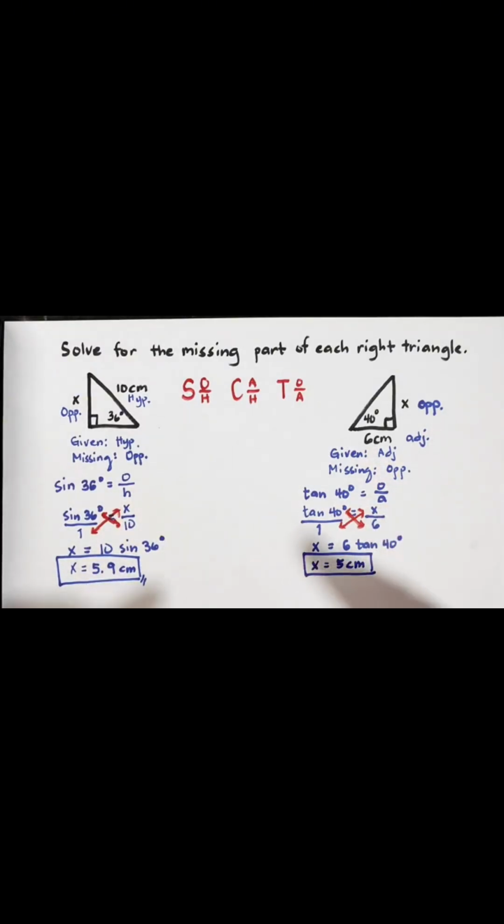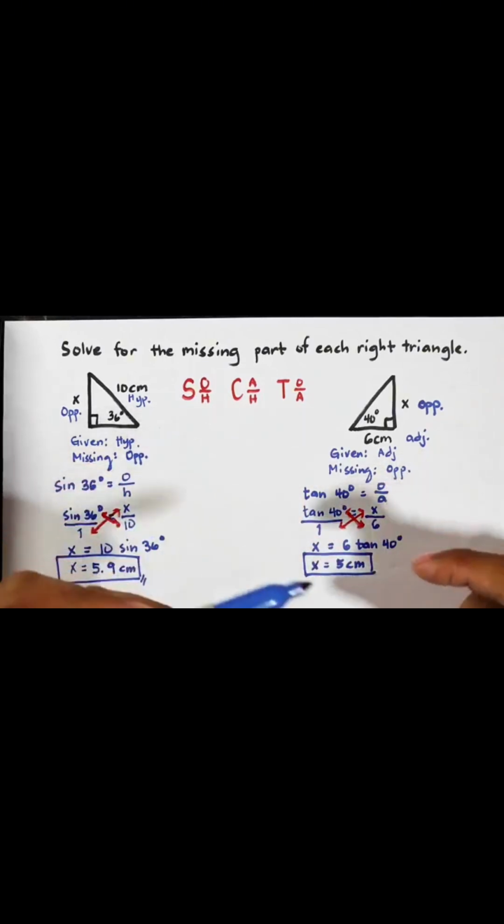I hope, guys, you learned something from this video on how to find the missing side of a given right triangle using SOH, CAH, and TOA. And as part of our routine, I will give you this problem.